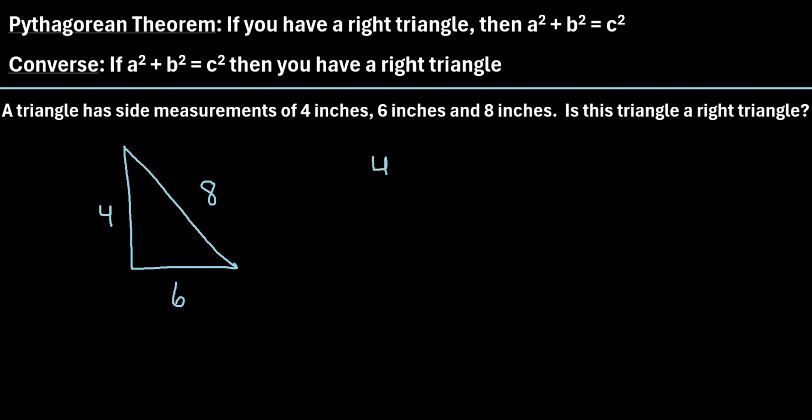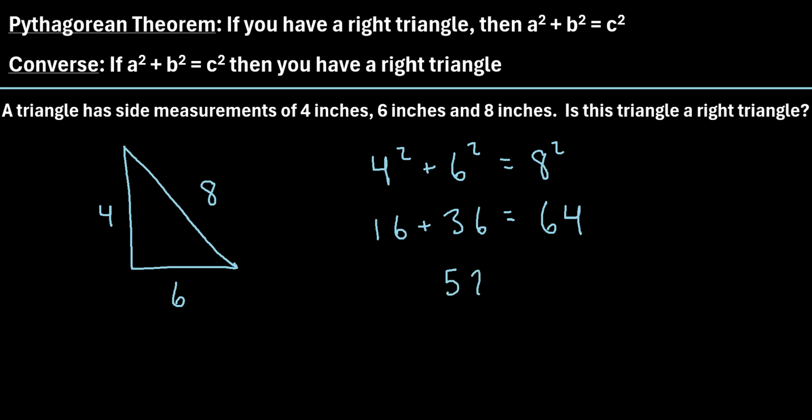So if we say 4 squared plus 6 squared, is that actually equal to 8 squared? Because if this is a right triangle, this should be true. So 4 squared is 16, plus 6 squared is 36, is equal to 8 squared is 64. 16 plus 36, that turns out to be 52. And on this right-hand side, we have 64.